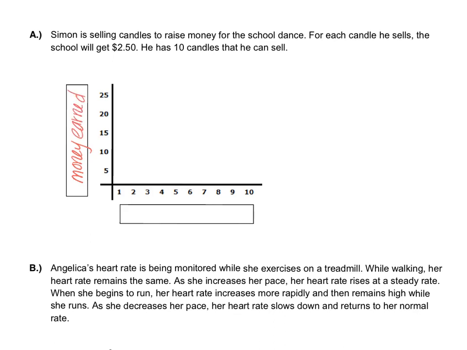So money earned would be on our y-axis, our dependent variable. And on the x-axis would be the number of candies sold. So for 1 candy sold, he makes $2.50. 2 candies sold, that would be $5. 3 candies, $7.50. 4 candies, $10. And this continues up until he sells 10 candies. It's going to make a perfectly straight line. This is actually a linear equation, which we'll get into at a later date. But the important piece is that this is a discrete graph because you would not sell like 1.27 candies.